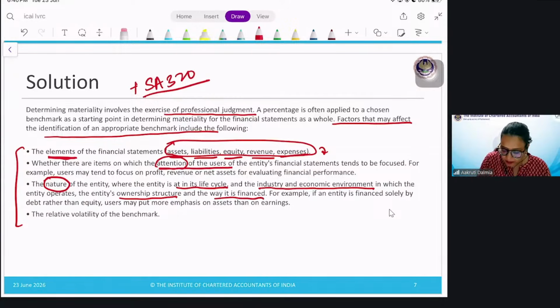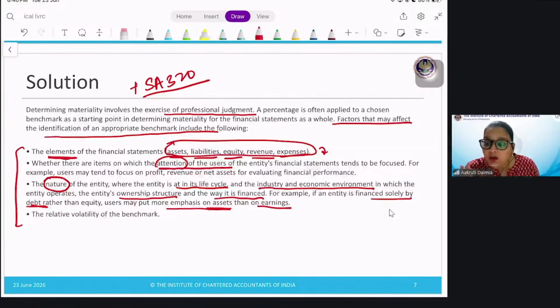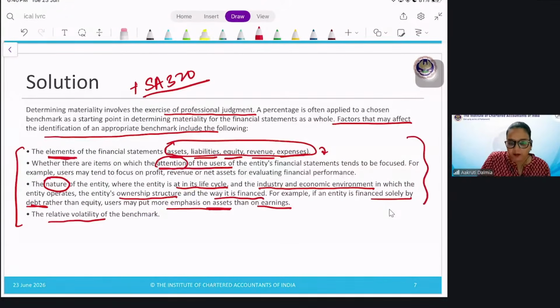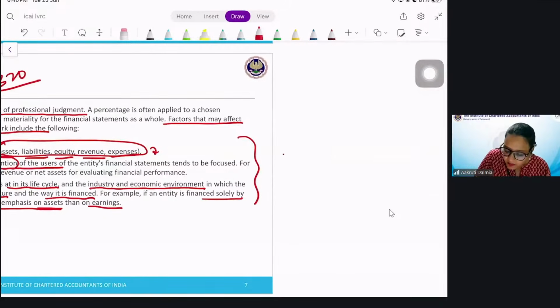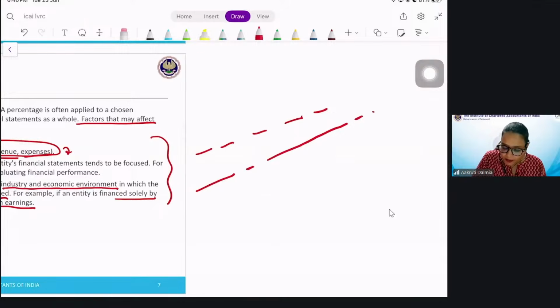How is it financed? For example, if an entity is financed only by debt, then the users may put more emphasis on assets than on earnings. If it is debt oriented, they don't care about the end profit. They care about how much cash flow and assets are there in the entity. Okay. Volatility. Whether all this is stable or not, which means you can take materiality if there's a stable pattern. If the pattern is very, very different, then you can't take it as a benchmark. Okay. It should be stable.